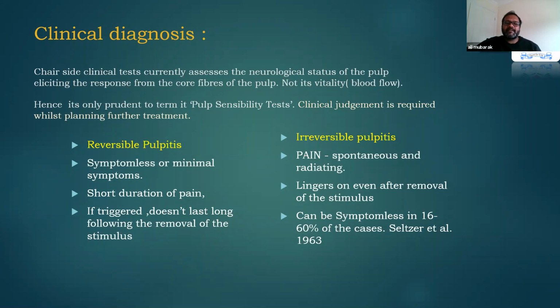Seltzer et al. in 1963 said that irreversible pulpitis can be symptomless in 16 to 60% of cases, which means it could be chronic. Your body is capable of dealing with it, and capable of taking pain. And eventually your body is capable of rejecting the tooth once the pulp is dead as well. So it could be a chronic scenario where your tooth is symptomless, and it could stay like that for a long time.